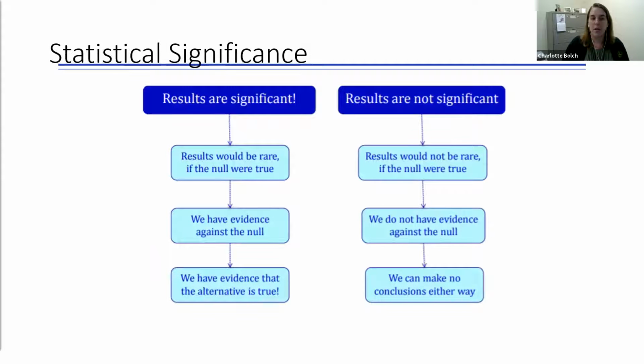So for statistical significance, just to review, if the results are significant, the results of our sample, what we're seeing in our sample, would be rare if the null is true. And so we have enough evidence against the null, and we have enough evidence that the alternative is true.